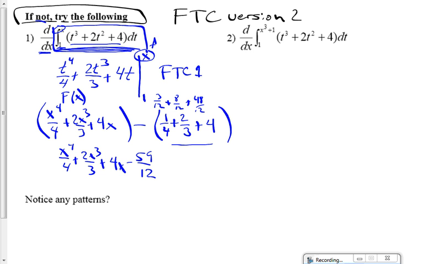If I knew that x was 8, what could I do with this? What would I be finding? If I knew that x was 8 and I put it in here, what would that give me? It would give me the value of the integral from 1 to 8, right? The net area between 1 and 8 under this curve. Okay? So now I've sufficiently evaluated that.